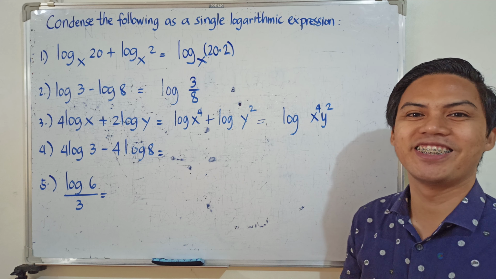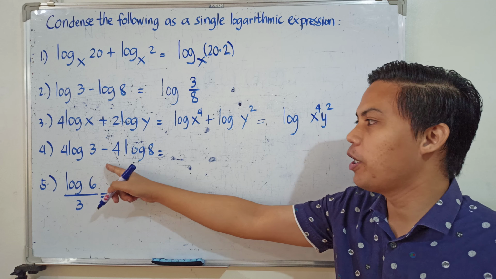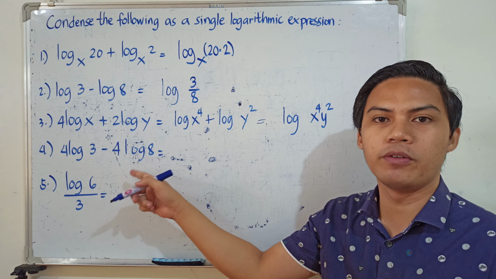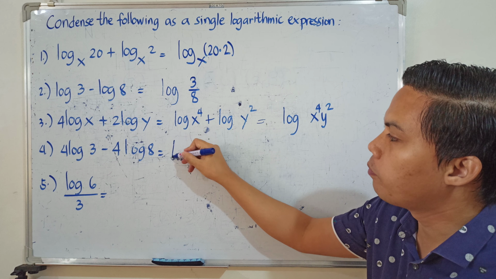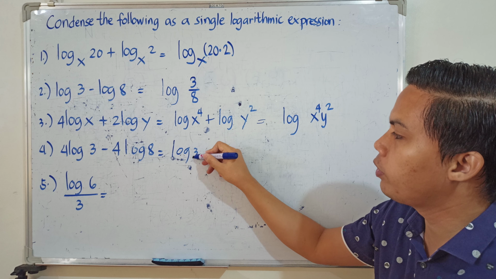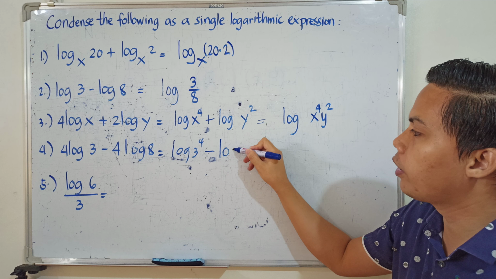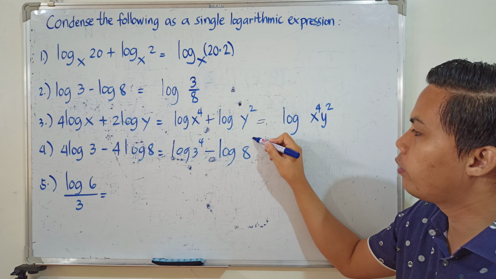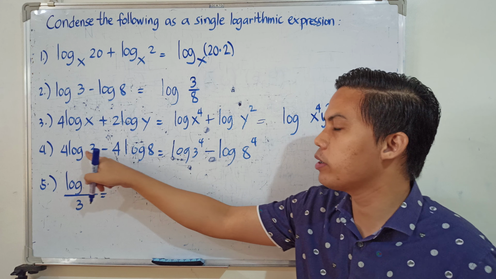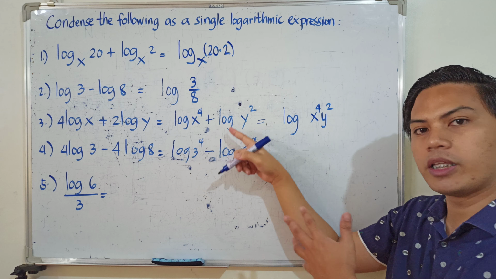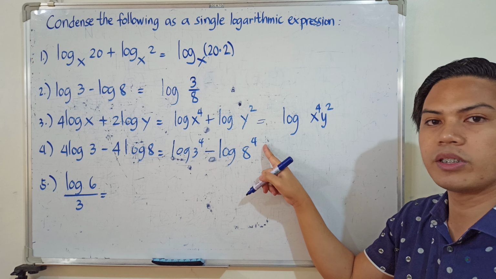Okay, number 4. We have 4 times the logarithm of 3 minus 4 times the logarithm of 8. Same lang ng concept sa number 3. We're going to have the logarithm of 3 raised to 4 minus the logarithm of 8 raised to 4. Again, yung mga numerical coefficients, binalik na natin sila as exponents.